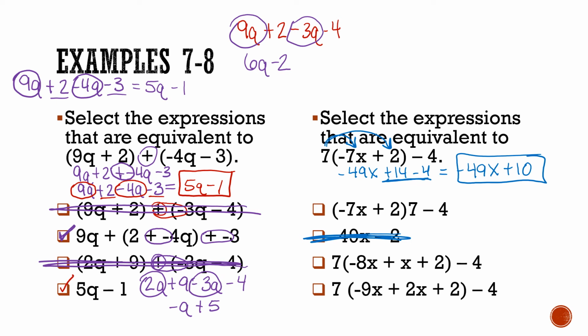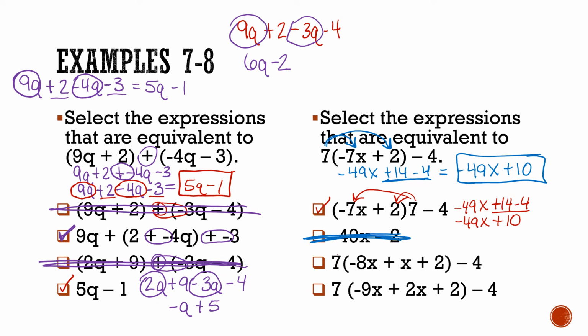So we know that's not one. Okay, in that first one, we're going to have to distribute the 7 in order to check. So 7 times negative 7x is negative 49x. 7 times 2 is 14. And then minus 4. So we're going to keep that negative 49x. 14 minus 4 is positive 10. So that one is a correct answer.